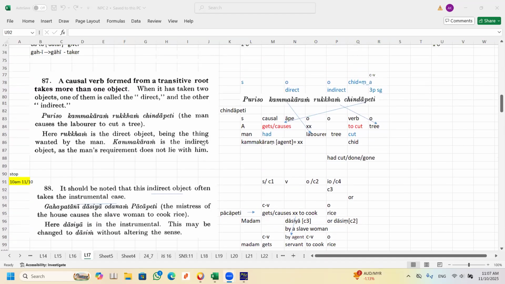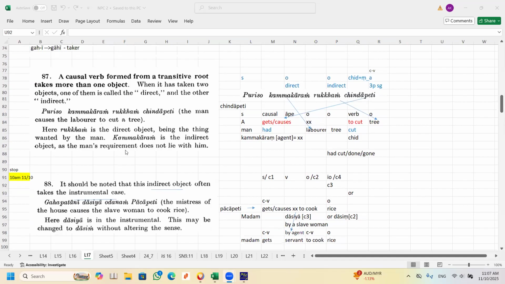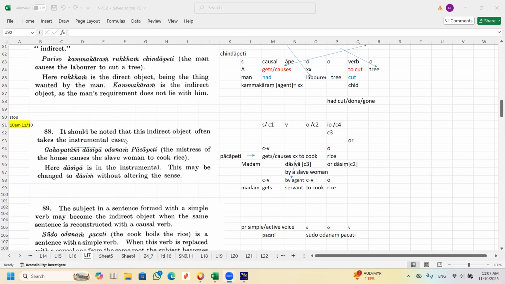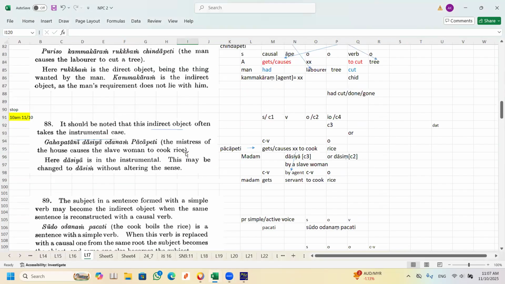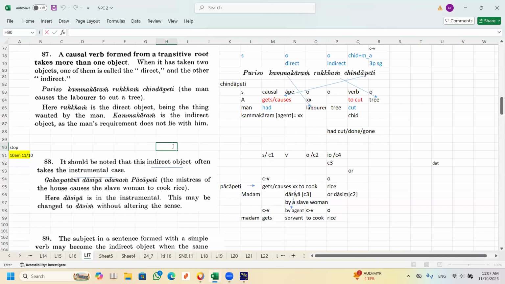So I think we stop somewhere around here. Okay, now, you see, it should be noted that the indirect object normally is a dative. Normally the indirect object is in the dative case. And then here it tells you the indirect object sometimes takes the instrumental. There is a condition for it to take the instrumental.